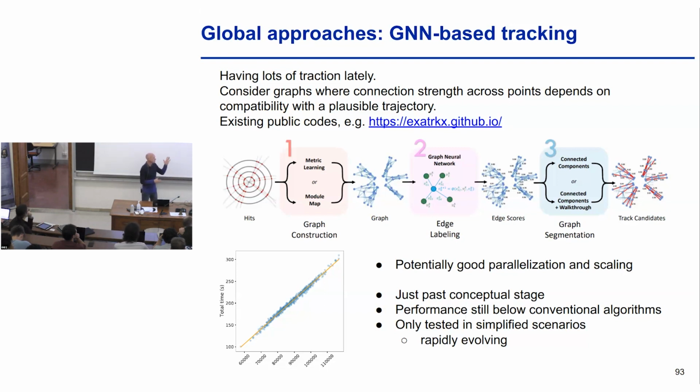So these have potentially very good parallelization and scaling. But in my opinion, they are at this point just past the conceptual stage. They work well in idealistic models. In realistic scenarios, there is still a significant amount of work to do, and it's a very active research area. It's very rapidly evolving. If you just search on arXiv for GNN tracking, you will see how many papers are coming out on this topic.